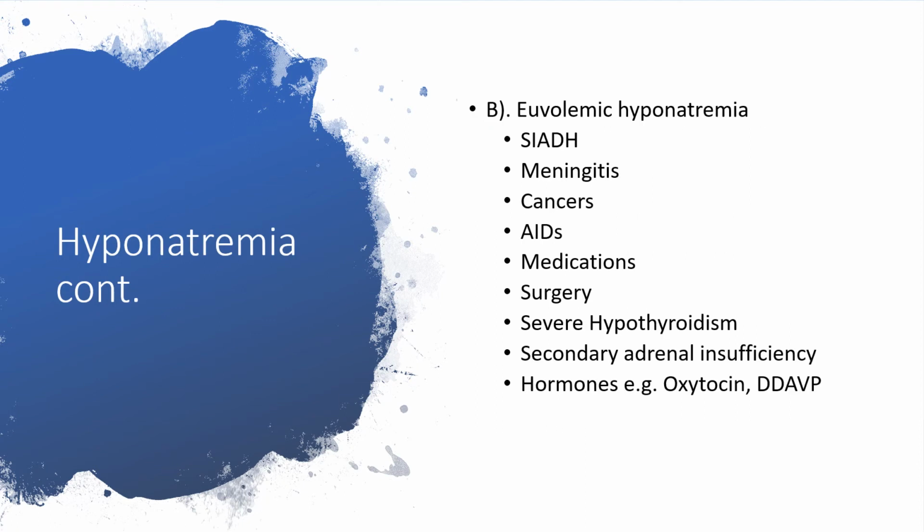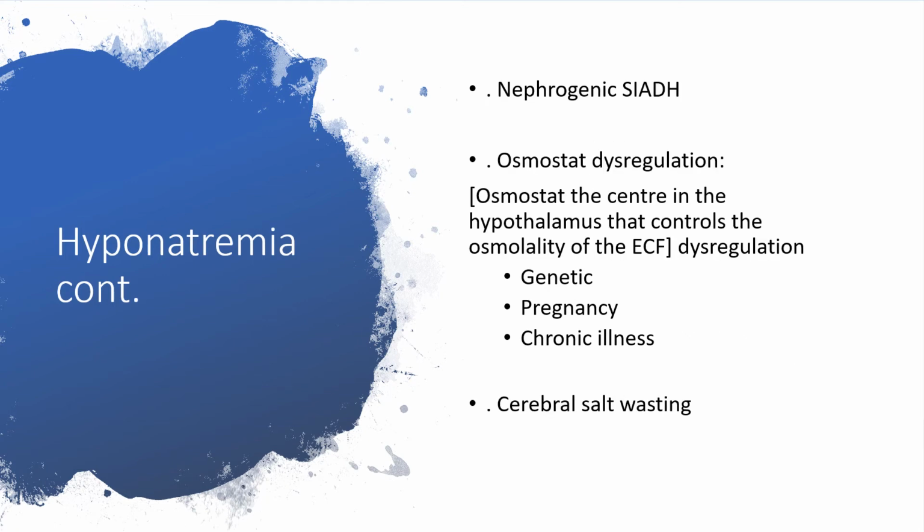Okay, in case of euvolemic hyponatremia, normal volume of fluid, but there's decreased sodium level. That could be found in syndrome of inappropriate antidiuretic hormone, in meningitis, and you know complications of meningitis will include SIADH itself, in cancer, in AIDS, in certain medications, surgery, in severe hypothyroidism, secondary adrenal insufficiency, and certain hormones like oxytocin and DDAVP. Also in nephrogenic syndrome of inappropriate antidiuretic hormone.